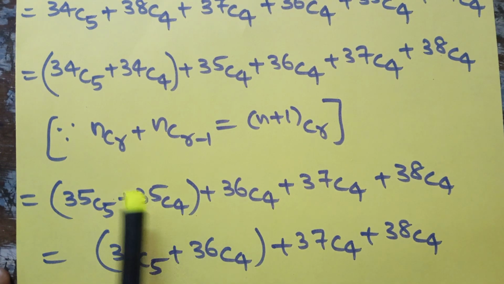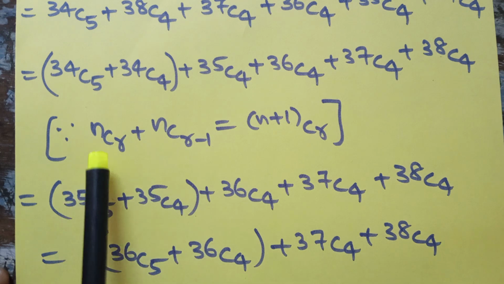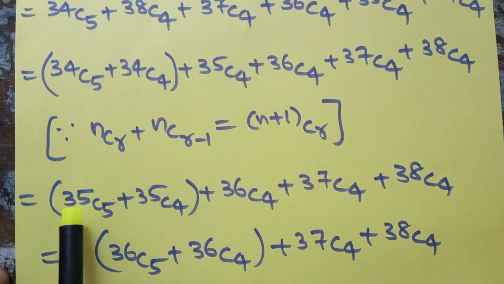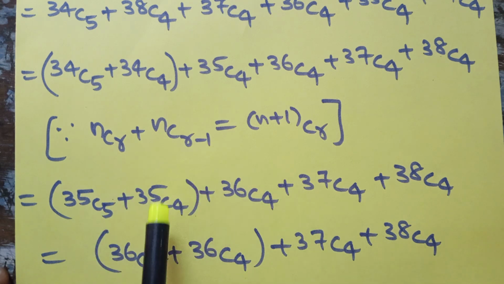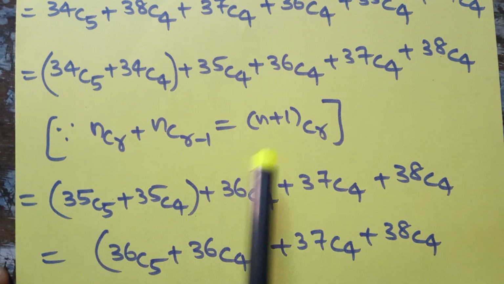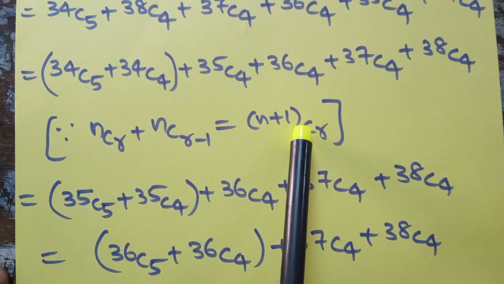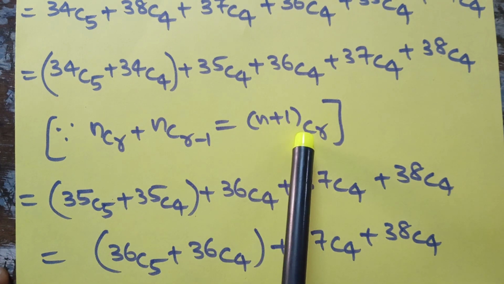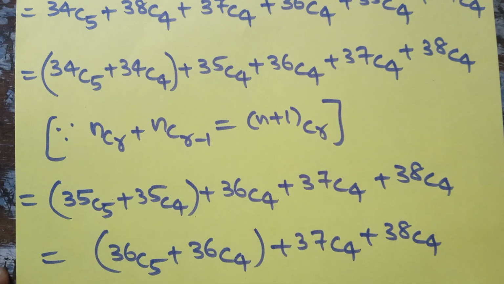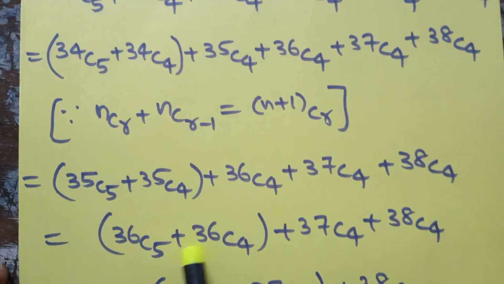Again this is in the form of this formula only, where n is 35, C is C, r is equal to 5, r minus 1 means 5 minus 1, which is 4. So where we can write n plus 1. n plus 1 means what? 35 plus 1 is 36. C, what is r? 5. So that is 36C5 we will get, plus sending this 36C4 inside.